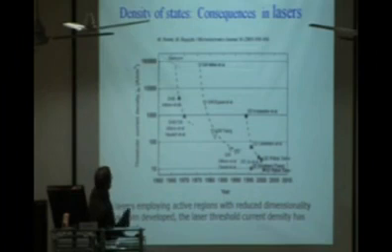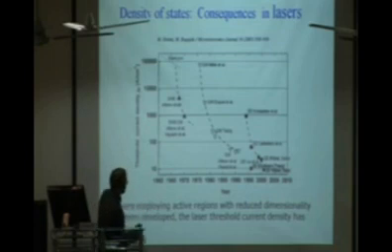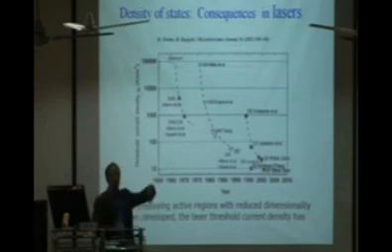Okay, so the first example I will show is the effect of the density of states in a particular semiconductor laser. This is a slightly old slide. It shows the trend up to 2010, and how semiconductor microelectronics has gone from the micron level to the nano level, and how the density has gone up.